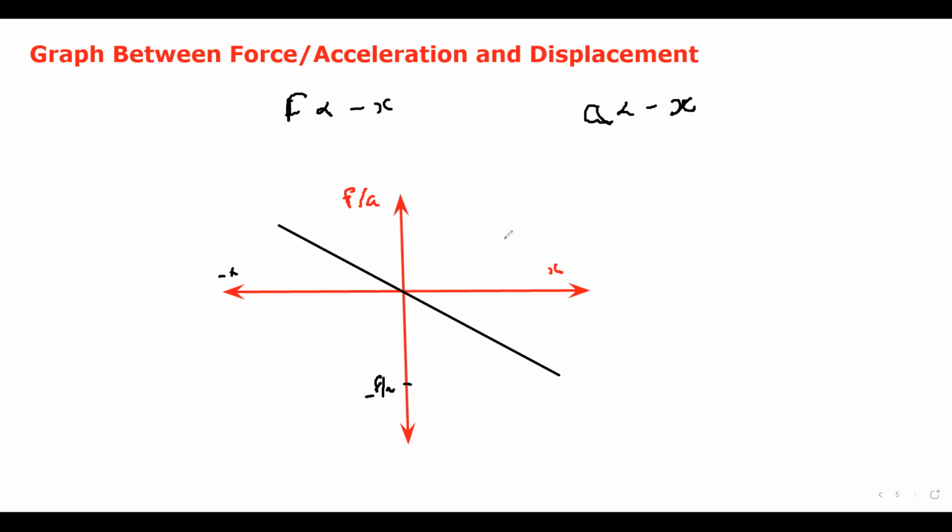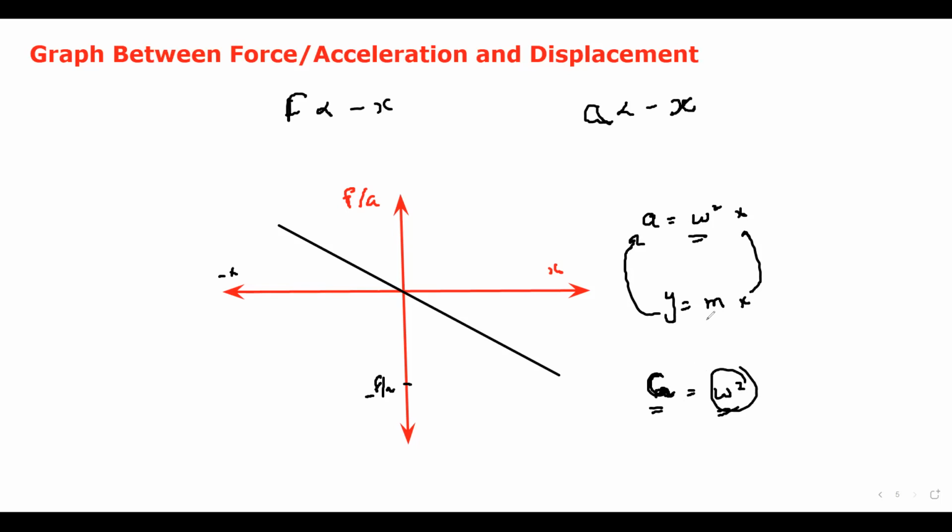And when we work out the gradient of this graph, we have the formula a is equal to omega square x, which we compare with y is equal to mx. So on the y-axis we have a, on the x-axis we have the displacement. So what will be our gradient? This is not the mass, this is a gradient, which I can represent by g. So the gradient will be equal to omega square. So if sometimes a graph is given, you can use the graph and work out omega square.